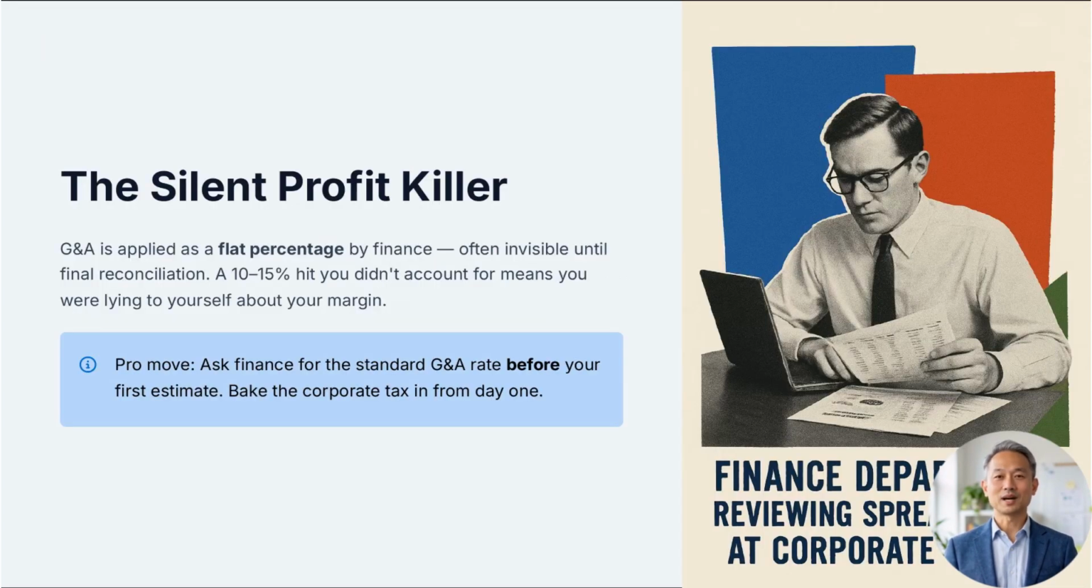G&A is usually applied as a flat percentage by your finance department at the end of the month or the end of the project. It is the silent profit killer because it is often invisible until the final accounting reconciliation. If you do not account for this 10 or 15% hit when you are bidding or budgeting, you are effectively lying to yourself about your profit margin. Professional managers know to ask finance for the standard G&A rate before they even start their first estimate, ensuring the corporate tax is baked into the cake from day one.